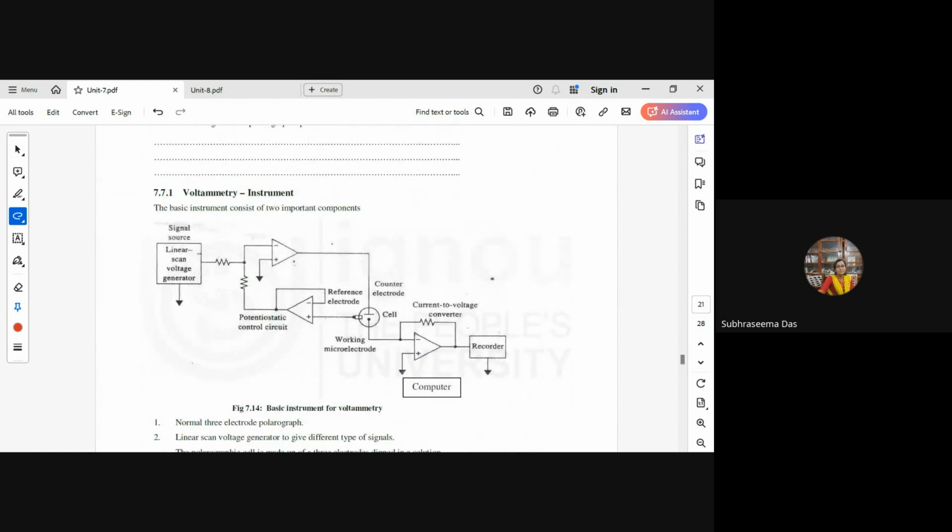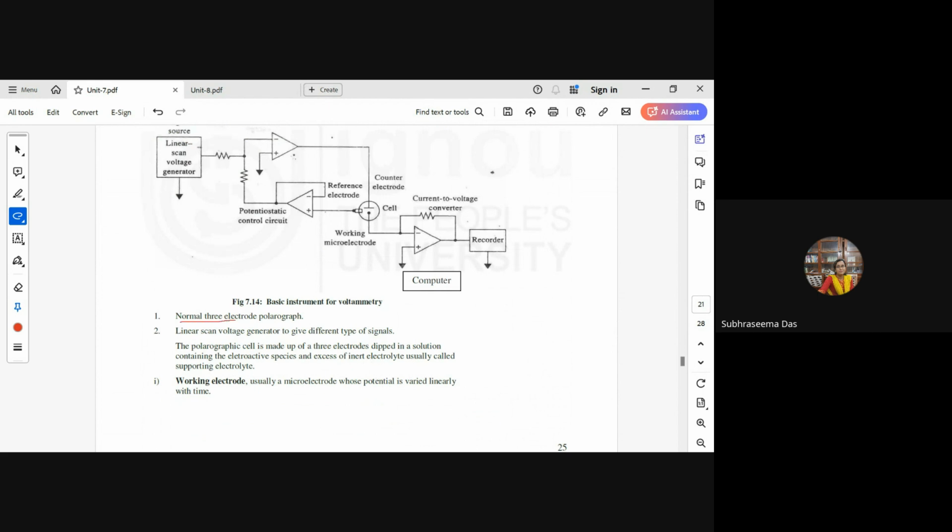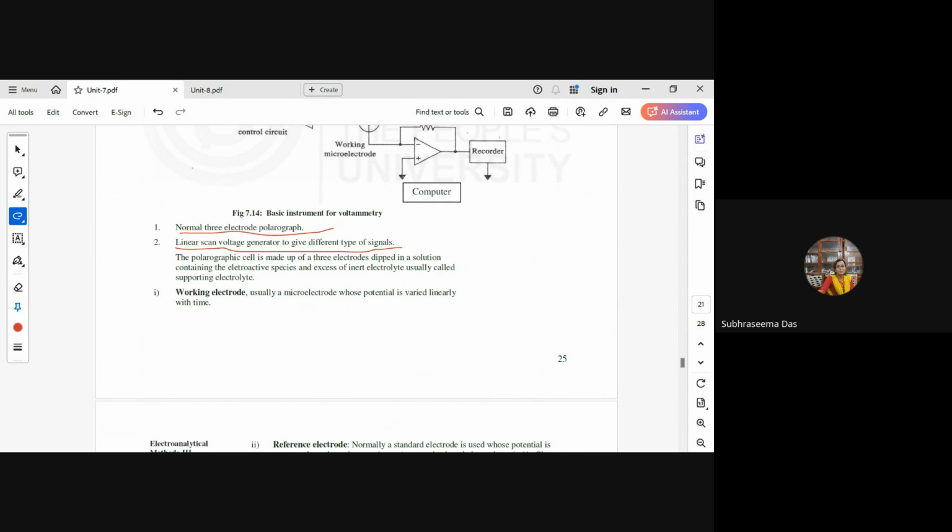Now, in figure 7.71, the basic instrumentation of voltammetry has been represented. The basic instrument consists of two major components. First is a normal three electrode polarograph, and the second is a linear scan voltage generator that gives different types of signals. The polarographic cell is made up of three electrodes dipped in a solution containing the electroactive species and an excess of inert electrolyte, generally referred to as the supporting electrolyte.